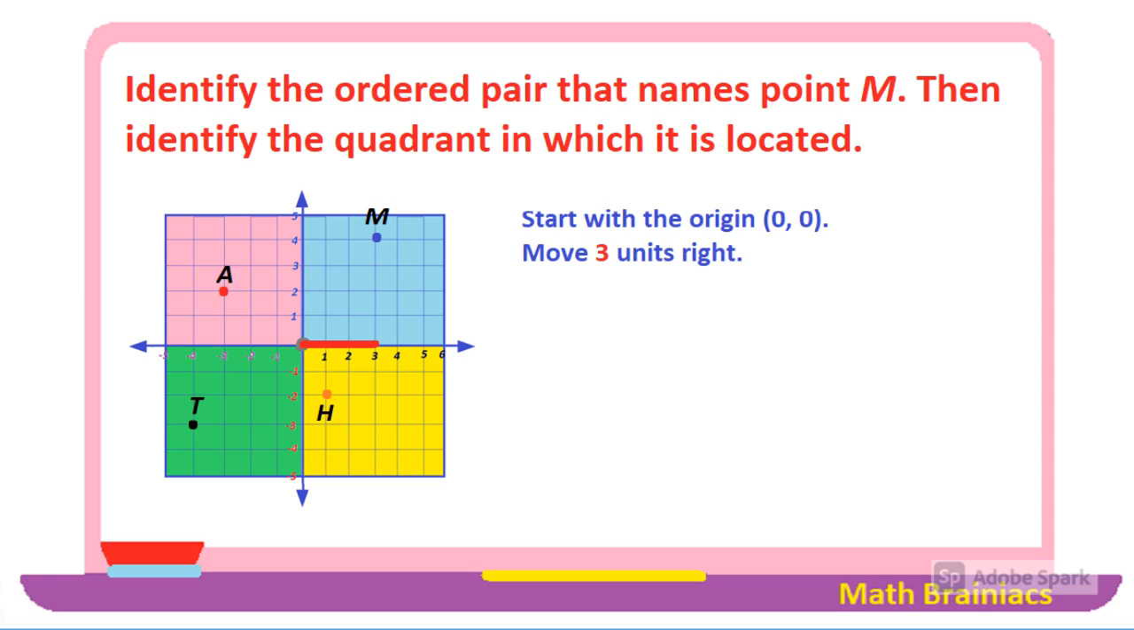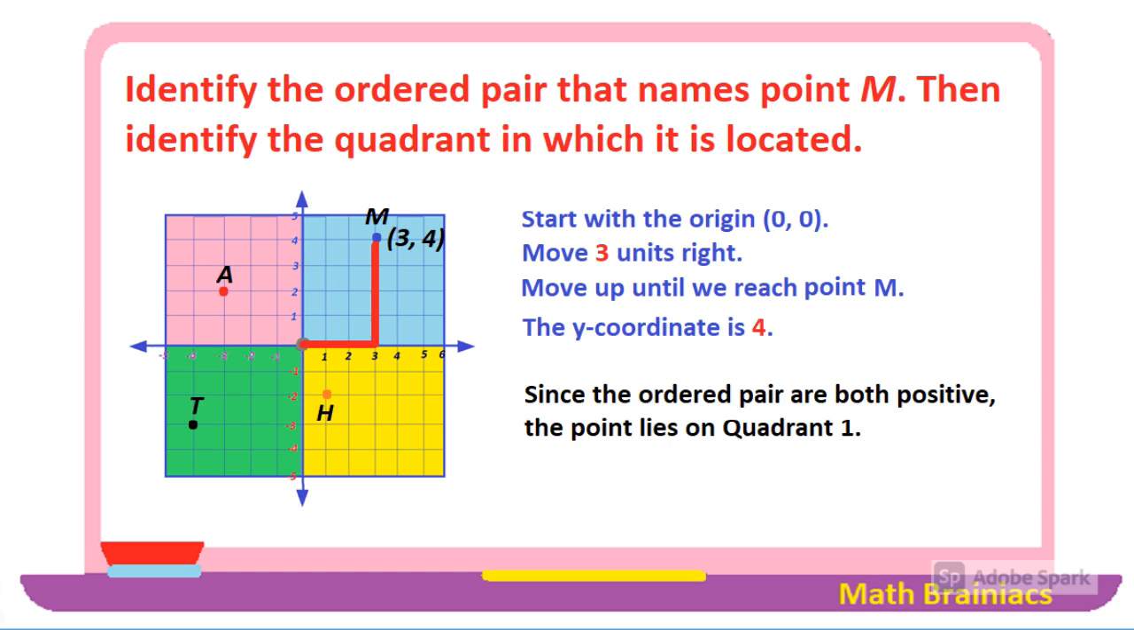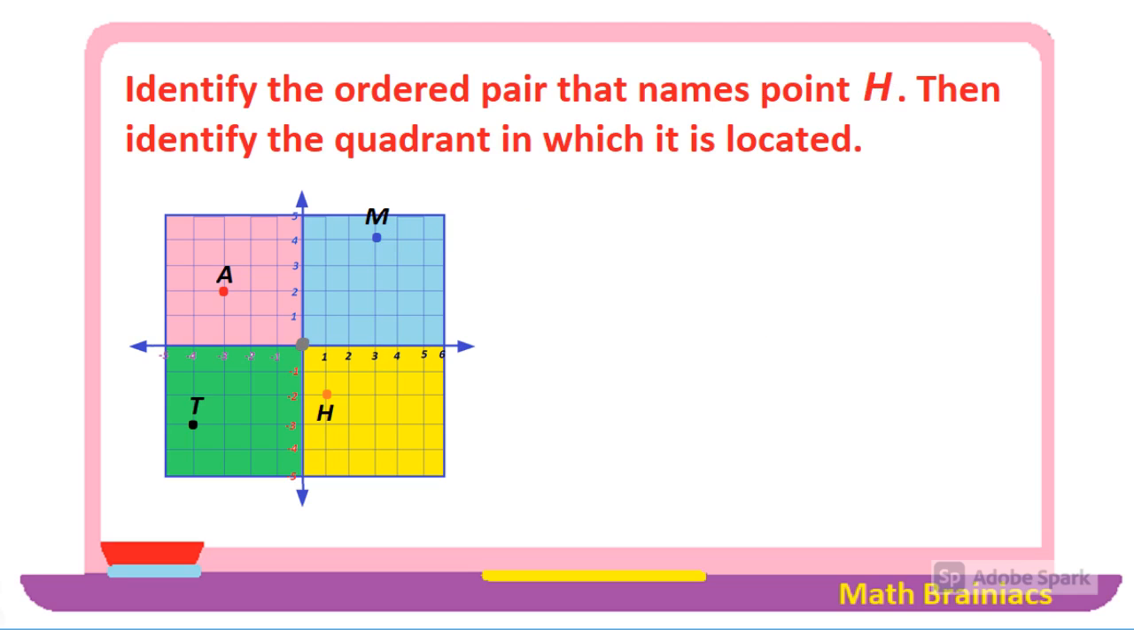So whenever we are going to locate point M, from the origin we will move 3 units to the right. If we move 3 units to the right, that is the x-coordinate, and it is 3. After that, we are going to move up until we reach point M. And point M is 4 units up, and that is the y-coordinate. Accordingly, the ordered pair is 3, 4. Since the ordered pair are both positive, the point lies on quadrant 1.